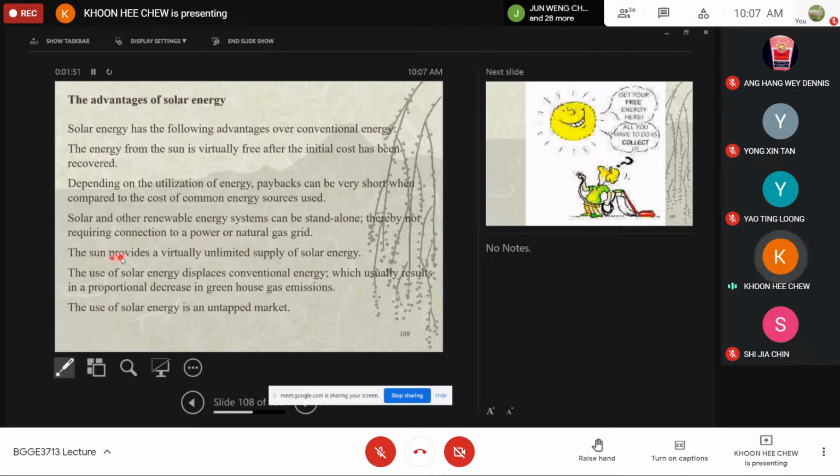The sun provides a virtually unlimited supply of solar energy, especially in the countries near the equator. The use of solar energy displaces conventional energy, which usually results in a proportional decrease in greenhouse gas emissions. Solar energy does not emit any greenhouse gases. But for conventional energy like fossil fuel, when we burn it, the carbon kept inside the fossil fuel will be released as carbon dioxide, a greenhouse gas. Whereas for solar energy, there is no emission of greenhouse gases.